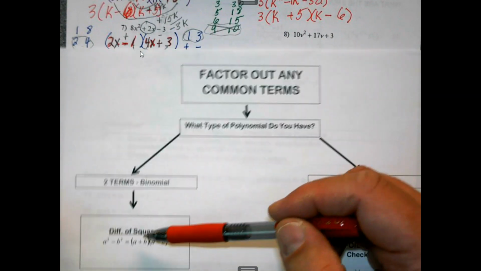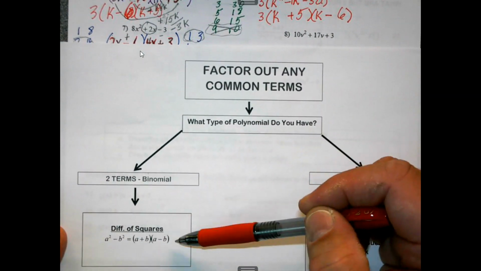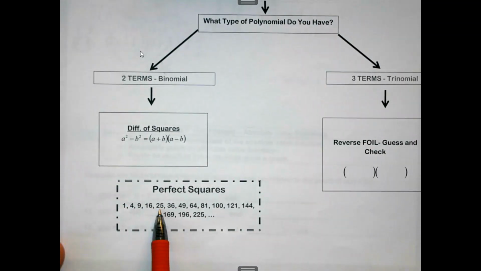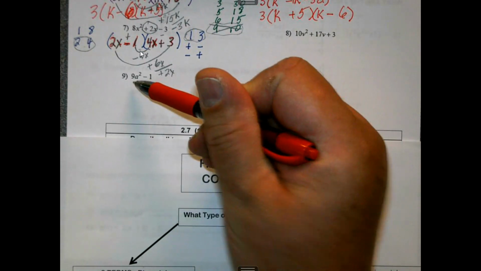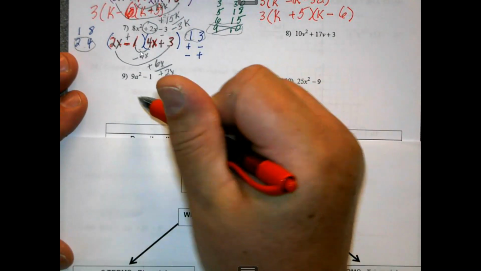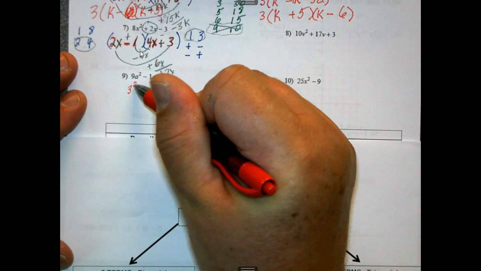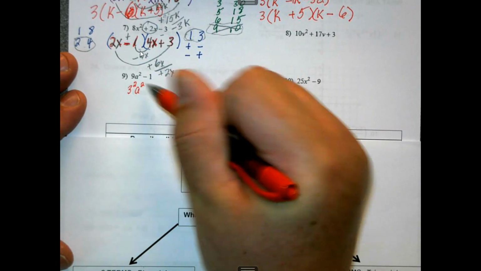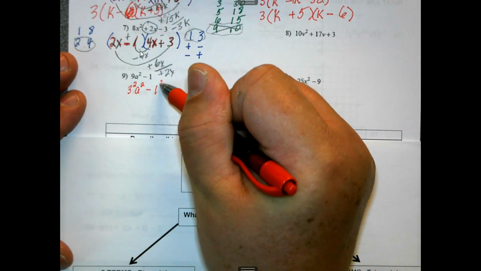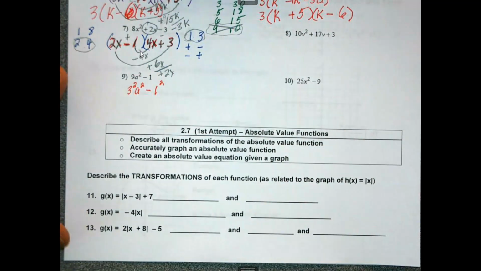So we should be asking ourselves, is this a difference of squares? Now my squares: 1, 4, 9, 16, 25, and so forth. Well, this is a 9. So I'm going to rewrite this as 3 squared a squared minus 1 squared. So it's a difference of squares.